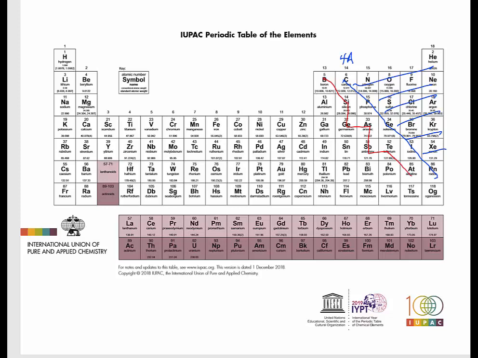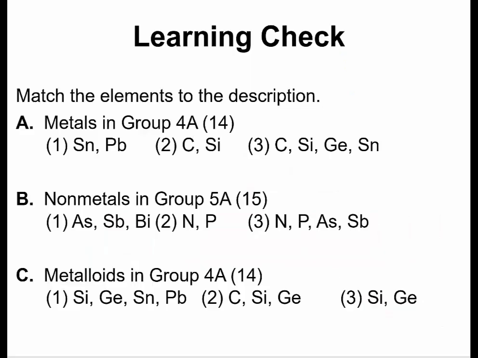So, let us now answer the question. Which ones are metals in group 4A? The metals in group 4A will be these ones. So, tin, lead, and flerovium. So, let us go back to the question. Which are the metals in group 4A? That would be tin and lead.